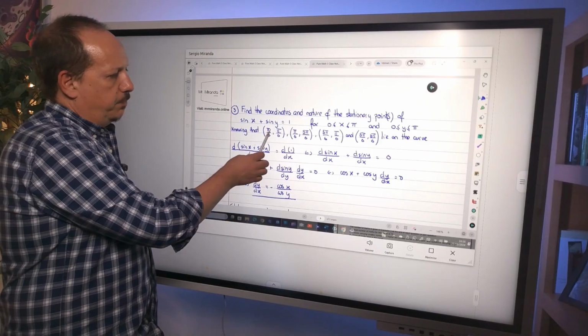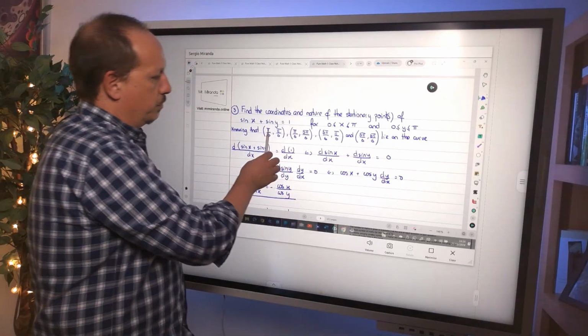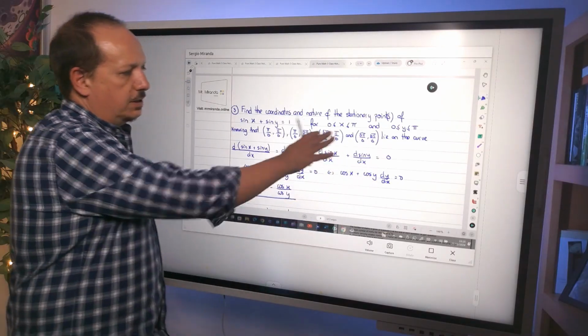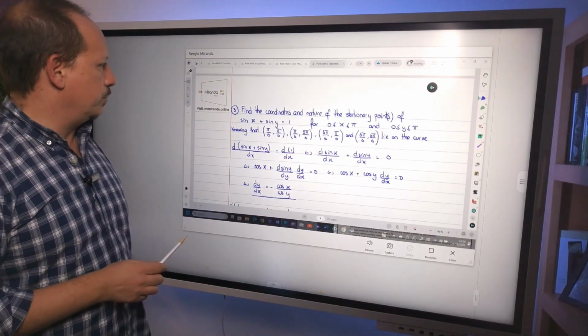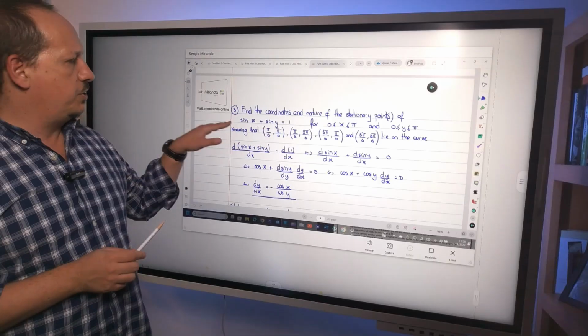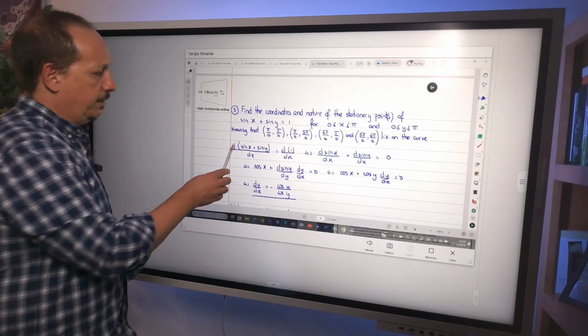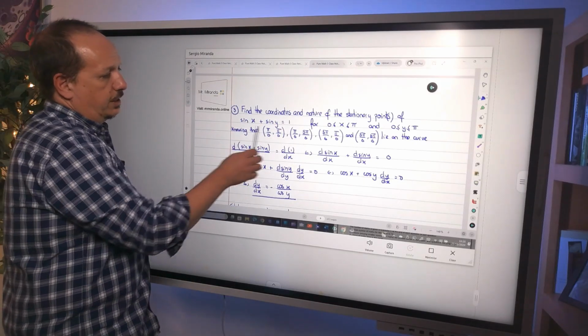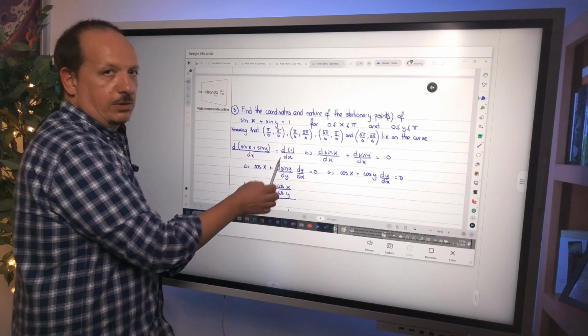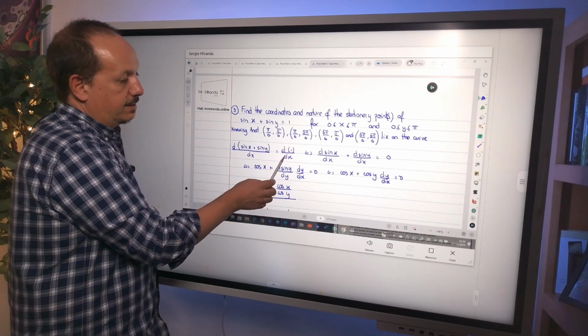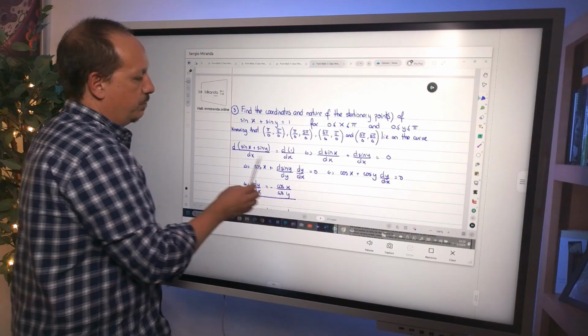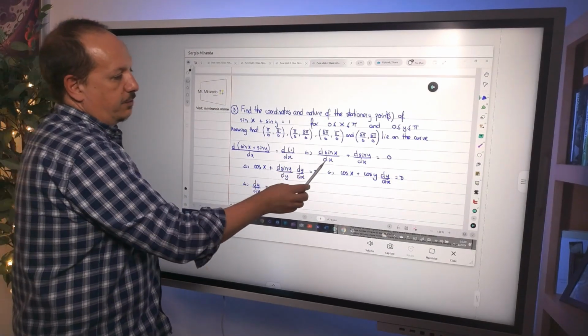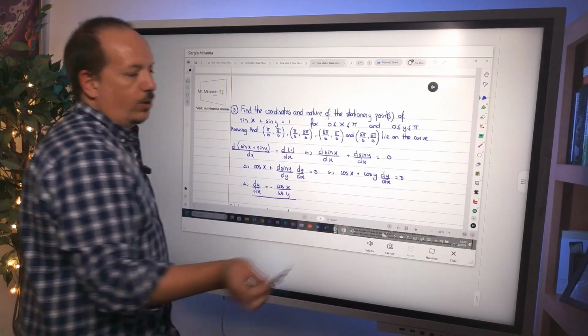You are given points that belong to the curve, so you know that these points belong to the curve. This is going to be useful at the end, as we're going to see. But right now, it's just time to differentiate that. So again, differentiate the left-hand side in terms of x, differentiate the right-hand side in terms of x. This is going to be 0. This is going to be d(sine of x)/dx plus d(sine of y)/dx.